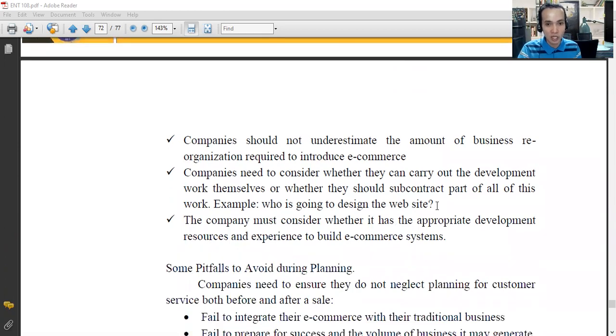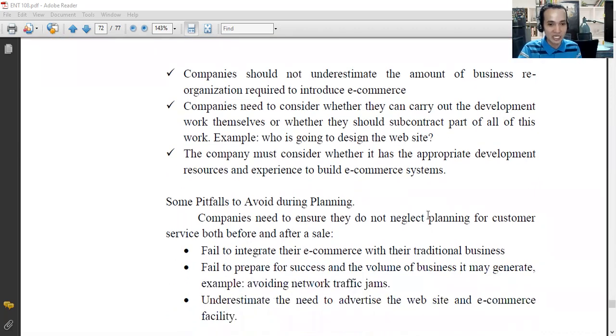Companies should not underestimate the amount of business reorganization required to introduce e-commerce. Companies need to consider whether they can carry out the development work themselves or whether they should subcontract part or all of this work. For example, who is going to design the website? The company must consider whether it has appropriate development resources and experience to build an e-commerce system.